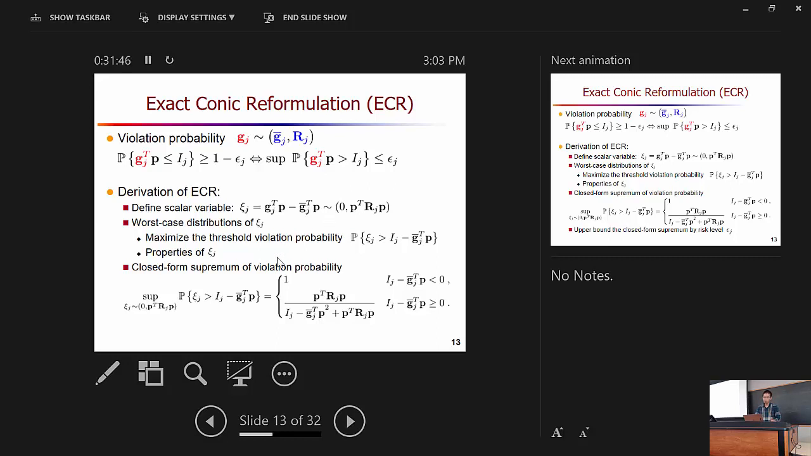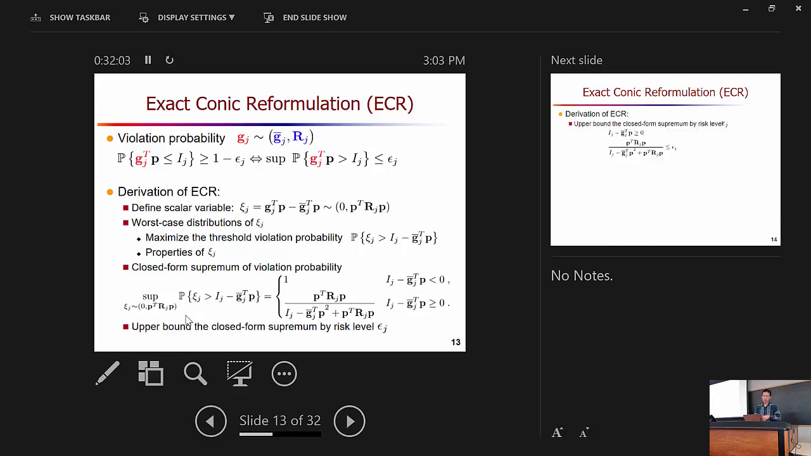The key point is that when I define this scalar variable, I follow some approach and then form the closed form. That's like an intermediate manipulation. And then after we found that, we just bound it back to this risk level.